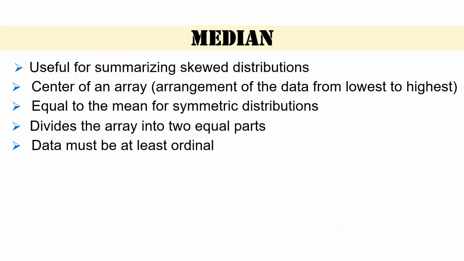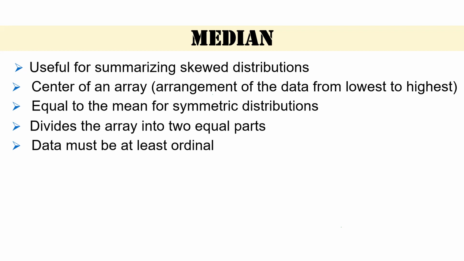Useful for summarizing skew distributions, center of an array arrangement of the data from lowest to highest, equal to the mean for symmetric distributions, divides the array into two equal parts. Data must be at least ordinal.